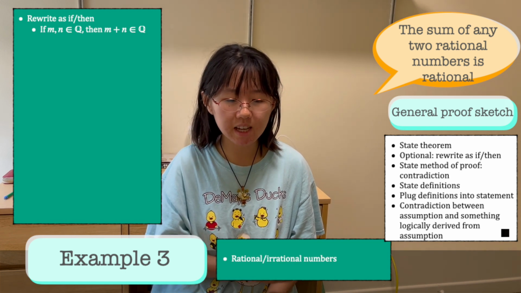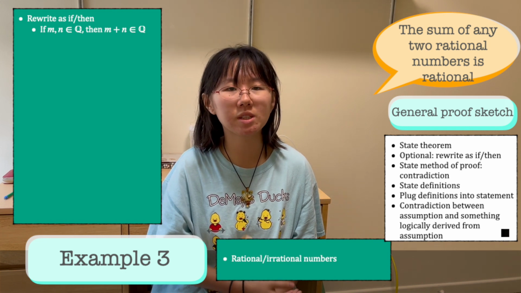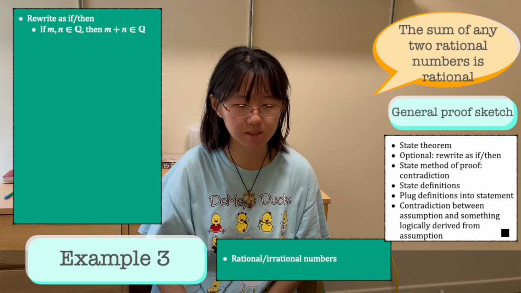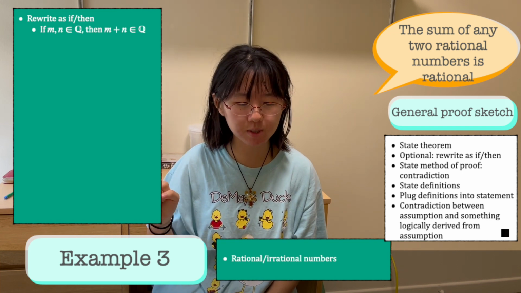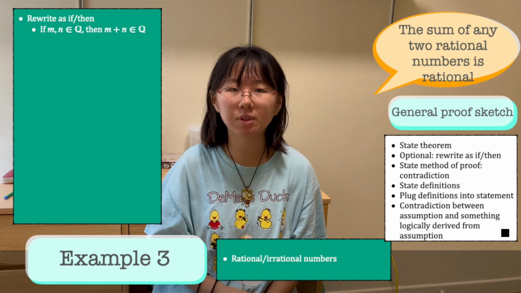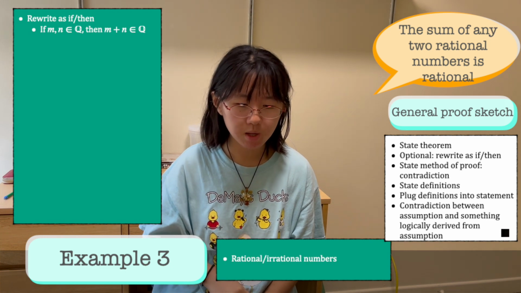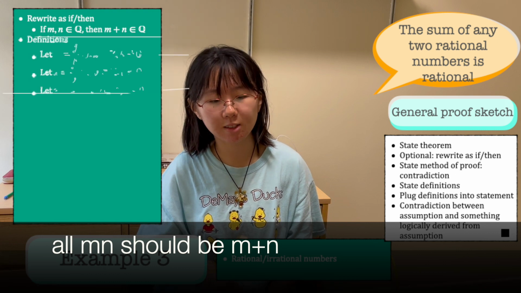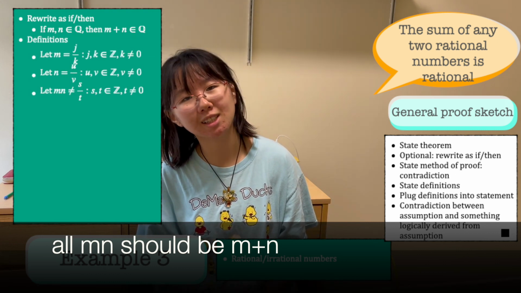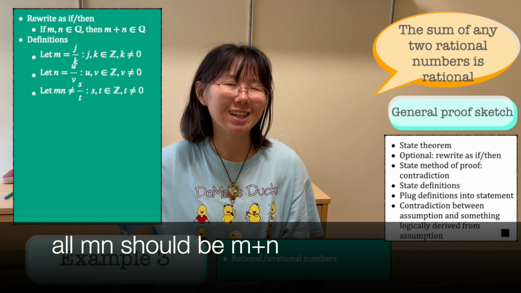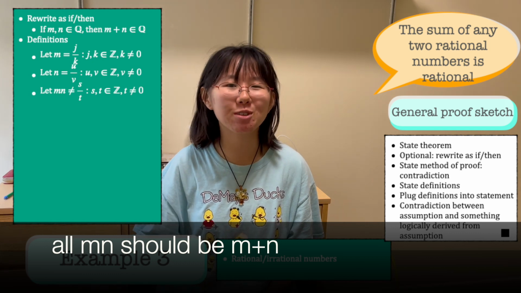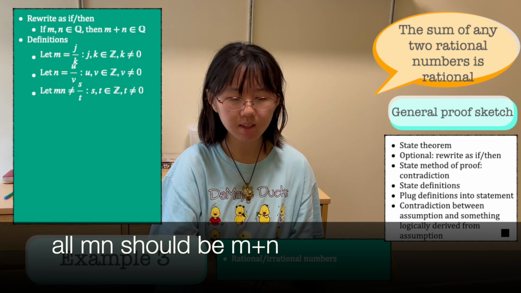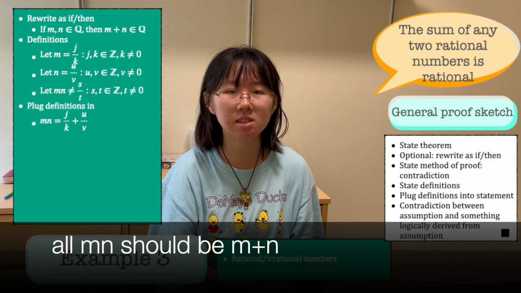So we say that we're proving by contradiction, and we state our assumption that the theorem is false. So our statement now is, assume that there are two rational numbers m and n, and m plus n is irrational. So let's state our definitions first. Let's say m is equal to j over k for some integers j and k such that k is not equal to 0, and then we do the rest of our things like we've been doing in the other videos about proofs. Next, we plug our definitions into our statement.